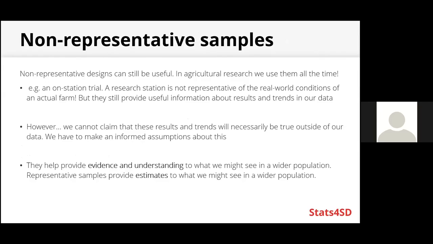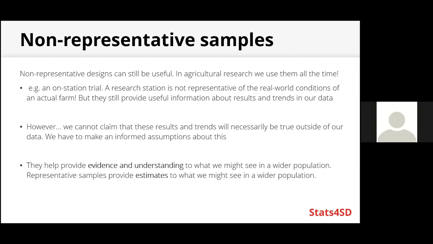And a non-representative design is still potentially very useful. We actually do these all of the time without realizing it in agricultural research. If we think, for example, of an on-station variety trial, we know that our research station is not a representative environment compared to the real world conditions that actual farmers within our project areas are going to be working in. We have more space, we have more resources, we have smaller plots, but we still use these anyway because they can provide us with very useful information about results and trends related to our data and our research questions. But from the design itself, we can't claim that what we see in a research station will necessarily be true when we come to apply it outside the research station.